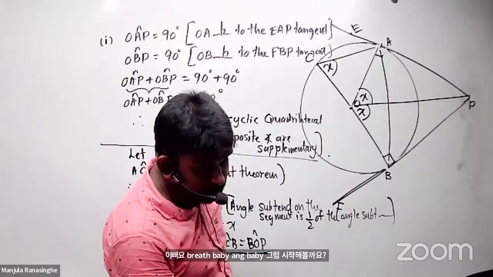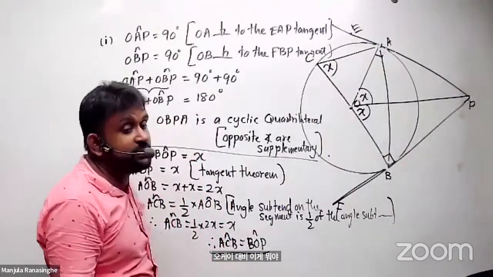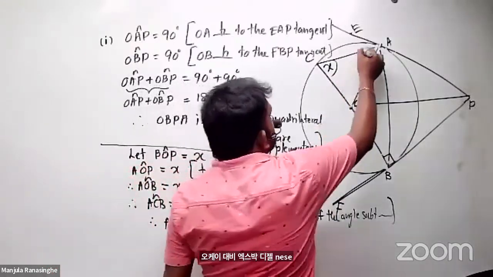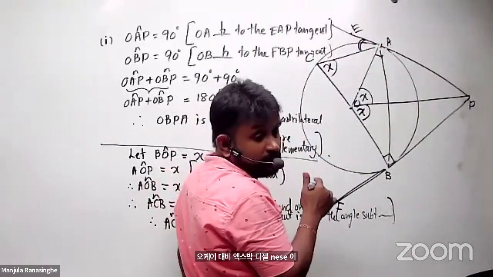Okay, then we have the next part here. And EAC equals OAB. EAC is this one, equal to OAB.